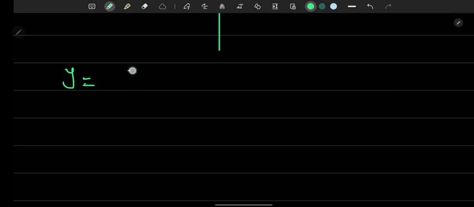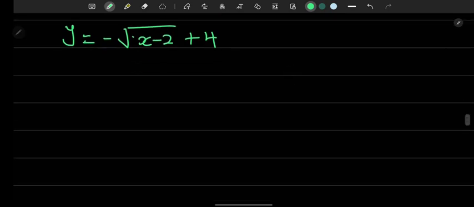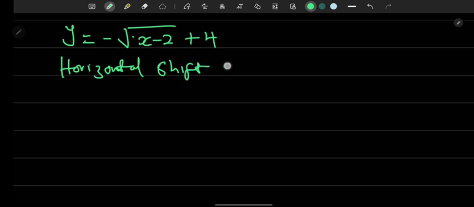Let's say y equals minus root of (x minus 2), plus 4. Now this is just a combination of 3 transformations. There is a vertical shift, there is a horizontal shift, and there is a reflection. So let's start from the inner term, which is inside the square root. So we have a horizontal shift of 2 units, but because of the minus, that means 2 units to the right.